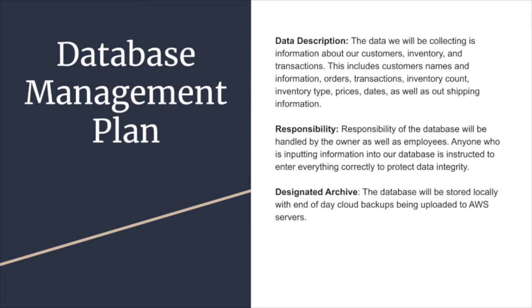So I'll be reading the Database Management Plan. For the data description, the data we'll be collecting is information about our customers, inventory, and transactions. This includes customers' names and information, orders, transactions, inventory count, inventory type, prices, dates, as well as shipping information. Responsibility of the database will be handled by the owner as well as employees. Anyone who is inputting information into our database is instructed to enter everything correctly to protect data integrity. Designated archive: the database will be stored locally with end-of-day cloud backups being uploaded to AWS servers.